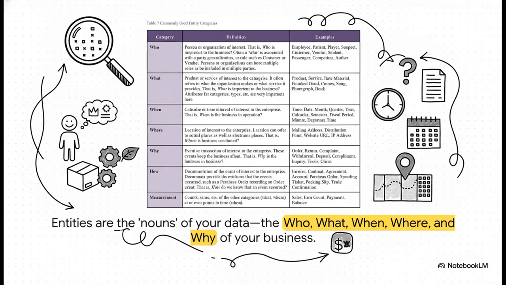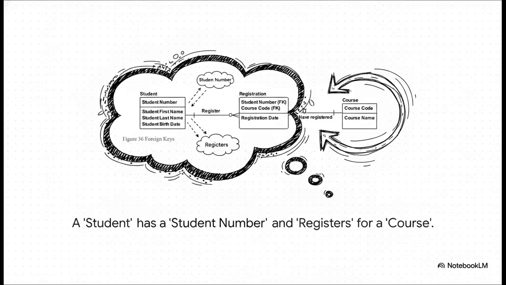So the who could be a customer, the what could be a product, and the why might be an order. These are the absolute foundational concepts that everything else gets built around. So if entities are the nouns, then relationships are the verbs. A student registers for a course. And attributes? Well, those are the adjectives. A student has a student number and a first name.